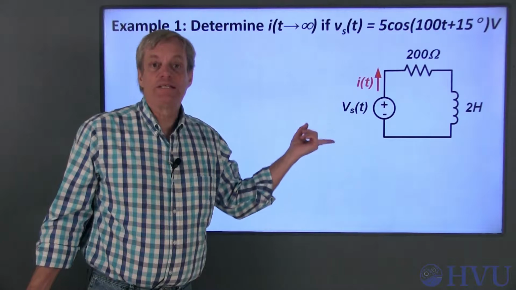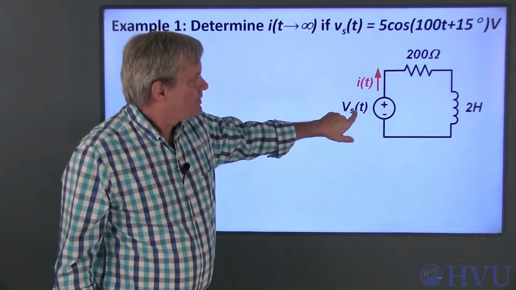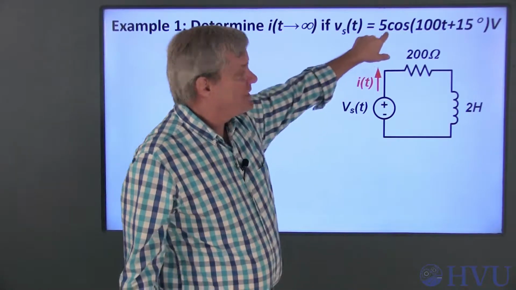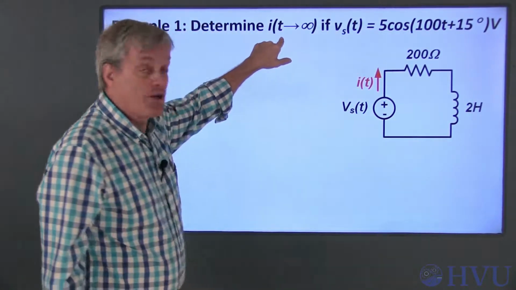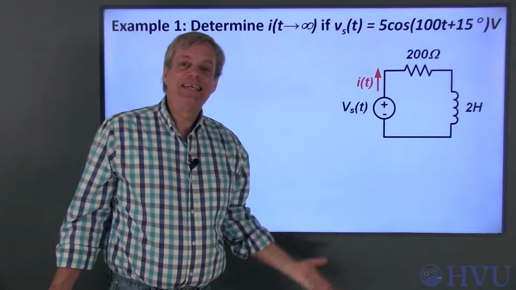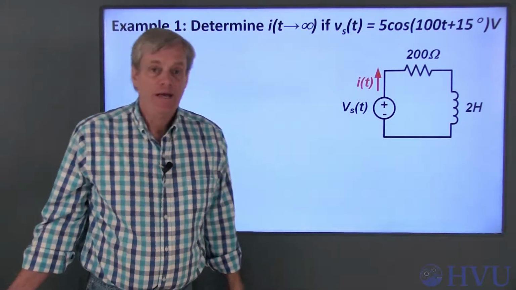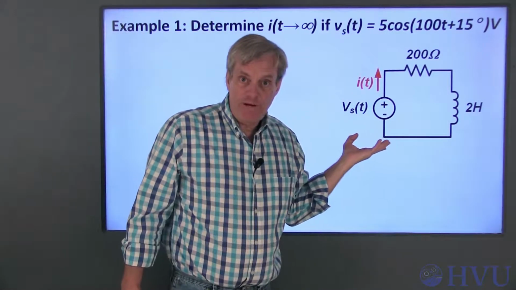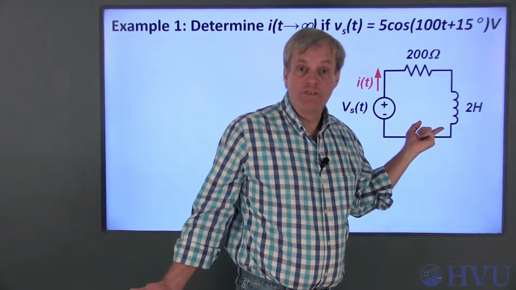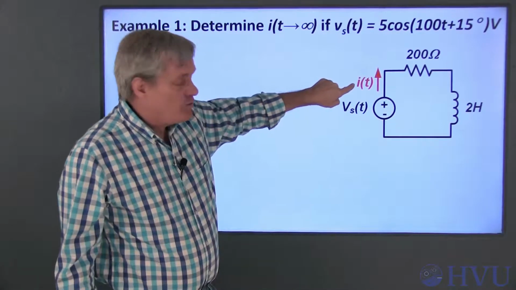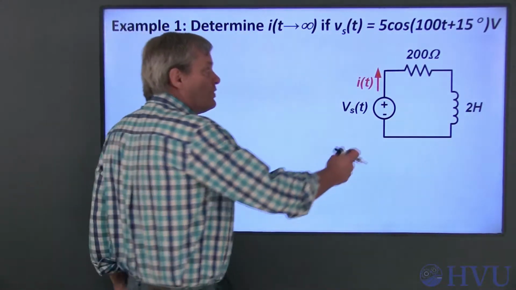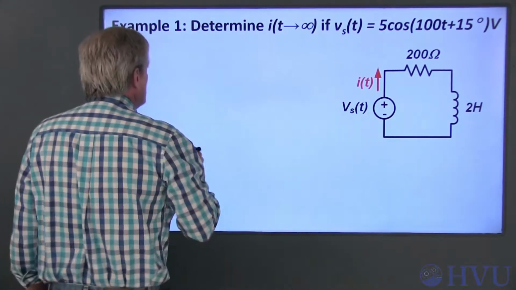My first example is this circuit. I have a voltage source that's in series with a resistor and an inductor. The applied voltage is sinusoidal, and I'm looking for the current out of the source as time goes to infinity. So this is a steady-state sinusoidal problem. If I convert this circuit to the frequency domain, I can combine these elements into a single equivalent impedance and then use Ohm's law to find the current based on this voltage. So first we need to determine the impedances for these individual elements.